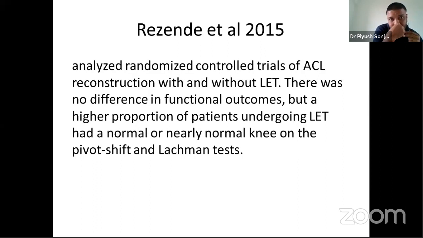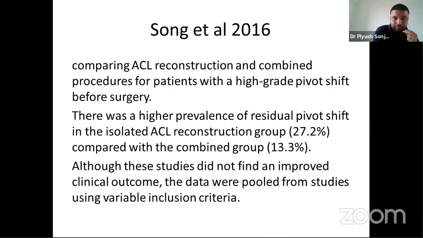Resende et al. in 2015 analyzed randomized control trials of ACL reconstruction with and without LET. So there was no difference they found in functional outcomes. But what might be the cause is that a higher proportion of patients undergoing LET had a normal or nearly normal knee on the pivot shift and attachment test. In this study, we are doing LET only in patients with residual pivot. So this is the main difference between Resende et al. study and this study.